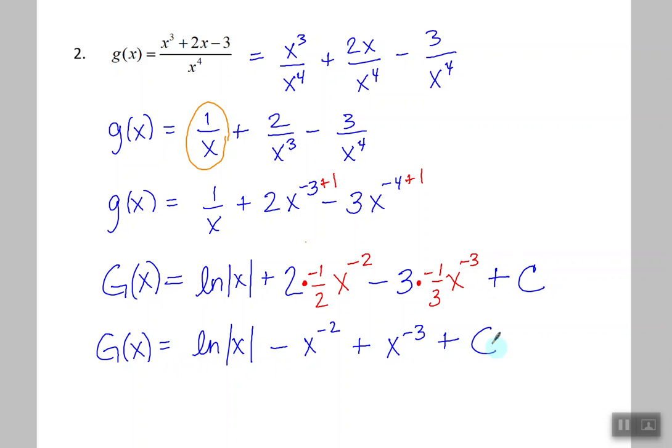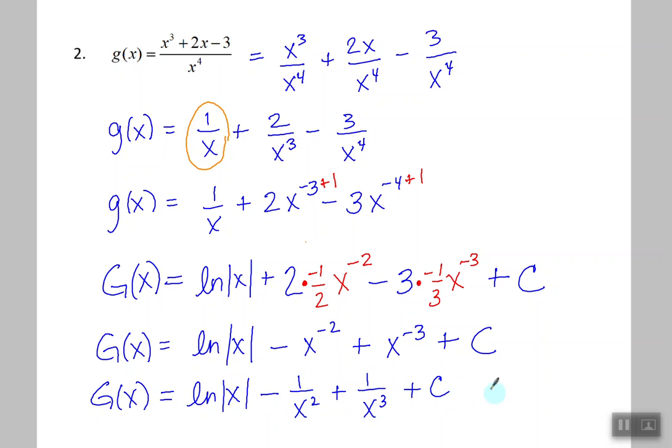Now this is a valid answer. This is an antiderivative, but I generally don't want to leave negative exponents. So let's do one more step to clean it up. Natural log absolute value of x minus 1 over x squared plus 1 over x cubed plus c. And there we have it.